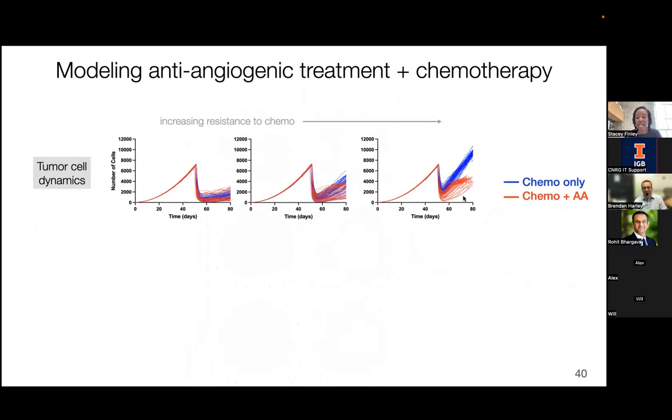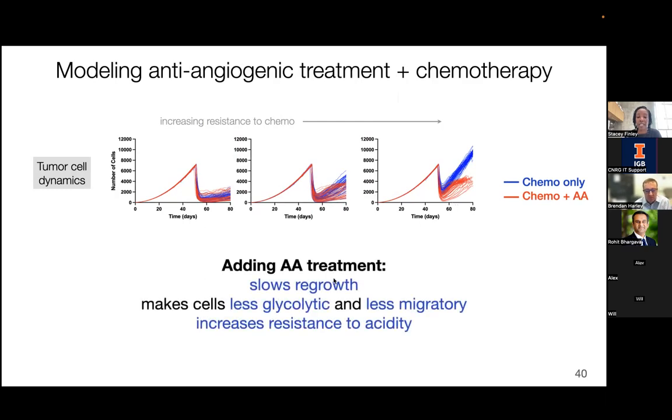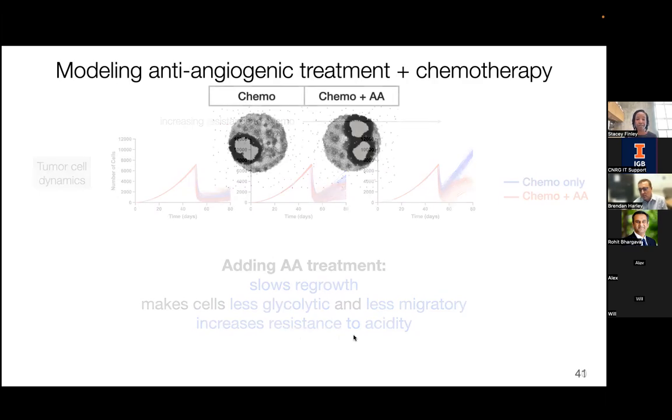And then we can see that adding anti-angiogenic therapy in combination with chemotherapy does limit the growth of the tumors. But it also leads to having higher acid resistance, less glycolysis, less migratory effect when we add anti-angiogenic treatment on top of chemotherapy, but the cells are more resistant to acid, so they're more robust to the low pH levels.